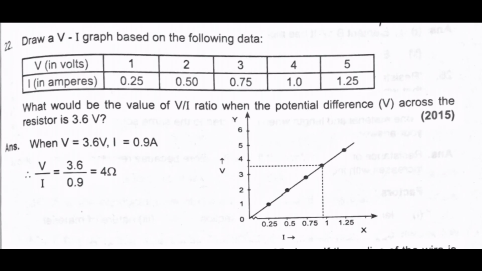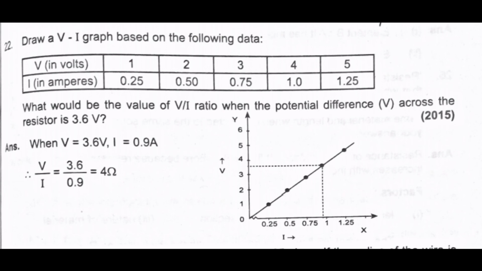The next question was asked in 2015. Here draw a VI graph based on the following data. The data is given as voltage in volts, that is 1, 2, 3, 4, 5, and the current in amperes, that is 0.25, 0.50, 0.75, 1, 1.25. Now what would be the value of V by I ratio when the potential difference across the resistor is 3.6 volt? So that is the question. Here we have to draw the VI graph. The values are given here, potential difference and current. So how we can draw the graph? We have to take current along x-axis and potential difference along y-axis, right?